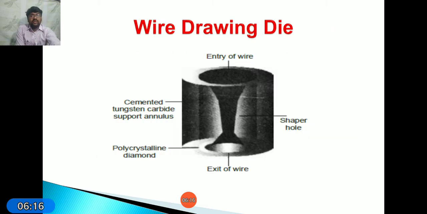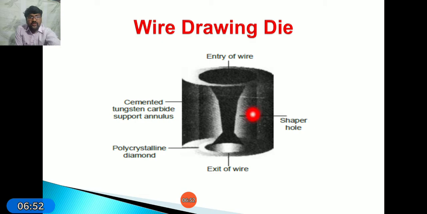Observe here the cross section of the die. Here is the shaped hole. Based on the required shape, we have to arrange the die. Next, this is the entry of the wire, and this is the exit of the wire. Here the surrounding of the die is made with cemented tungsten carbide support annulus. This is the annulus that is made of polycrystalline diamond. It is supported by the cemented tungsten carbide support annulus. Like that we have to prepare the die.